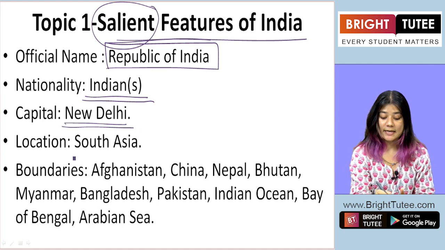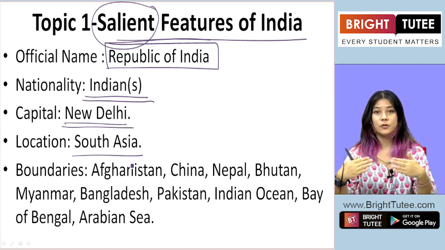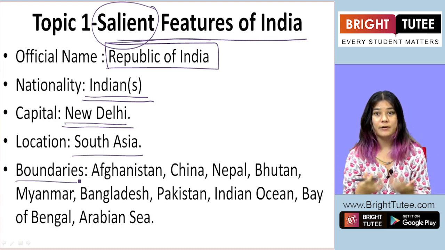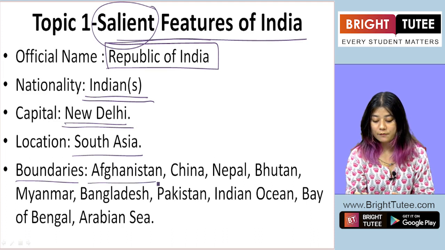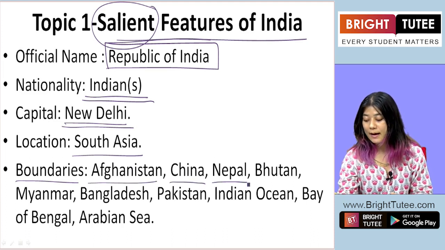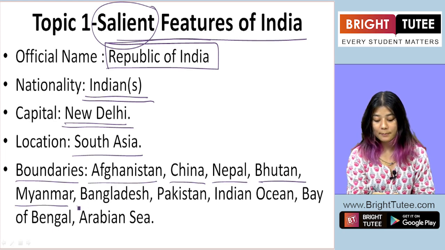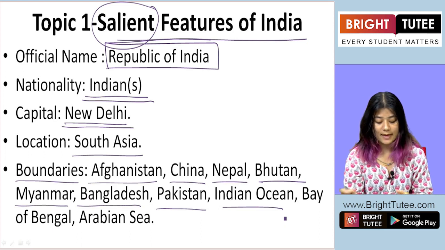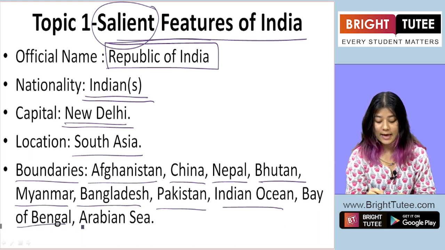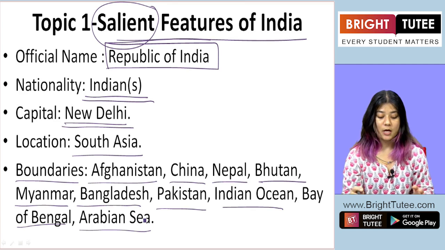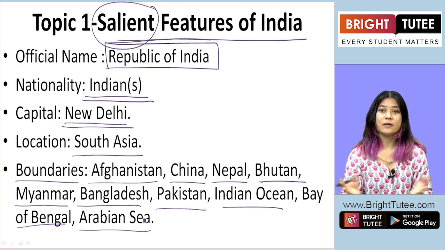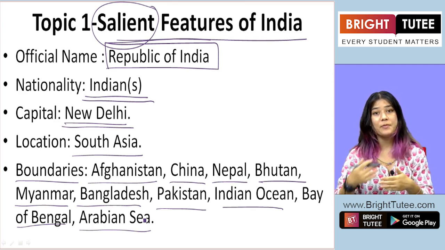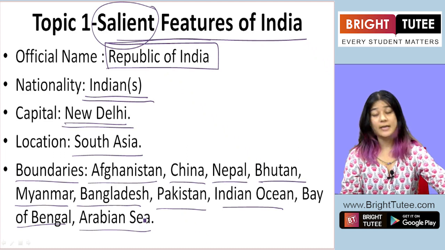India is located in South Asia, meaning south of the continent of Asia. And it is bounded by the neighboring countries which are Afghanistan, China, Nepal, Bhutan, Myanmar, Bangladesh, Pakistan, the Indian Ocean in the south, Bay of Bengal in the east, and the Arabian Sea in the west. So these are some of the countries and oceans and seas that separate India from other countries in Asia.